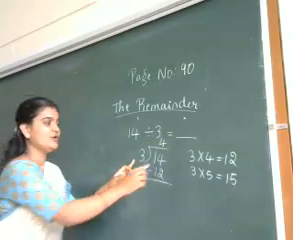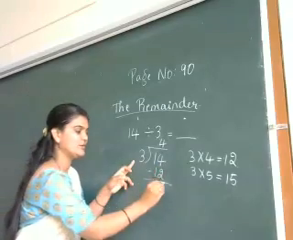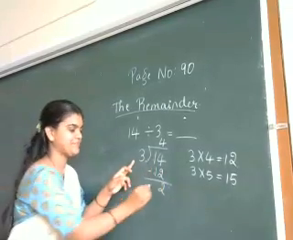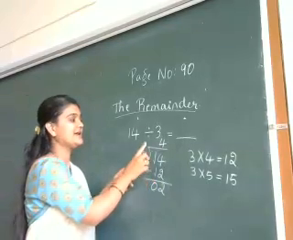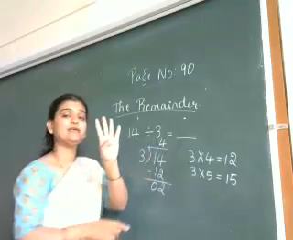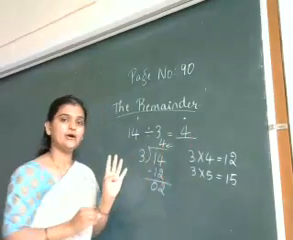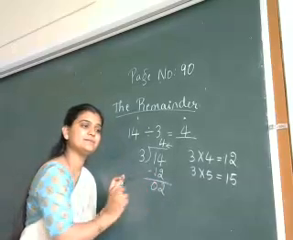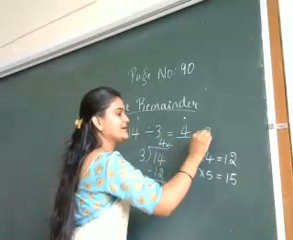Yes or no? 4 minus 2, 2. 1 minus 1, 0. Okay. Now, it means that, see here, each child will be getting 4 apples. The answer is what? 4. Okay? But how many apples are still remaining? 2 apples are still remaining.